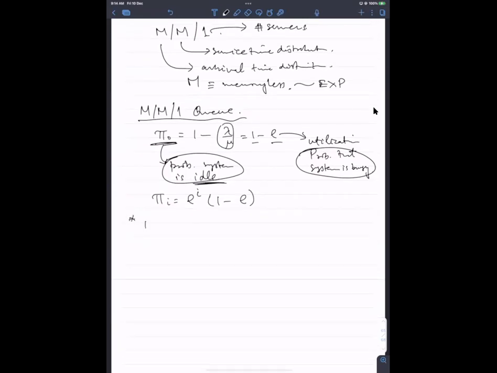We can show that the expected value of n, the average number of customers in the system, is equal to the summation of i from 0 to infinity of i times pi_i. This is the expected number: how much time it spends in state i, multiplied by i. And this can be shown to be equal to rho over 1 minus rho. And this makes sense. Large rho means that lambda is close to mu. That means arrivals are happening very fast. That means I should expect to see more customers in the system, a large expected value of n.